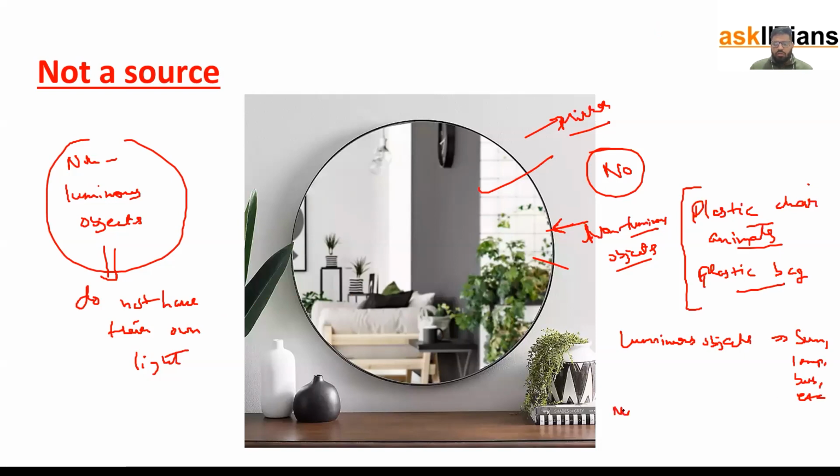And if we talk about non-luminous objects, then you can give the example of a mirror, and the moon also. What is the moon? The moon is a natural satellite of Earth. So that is also an example of a non-luminous object, because the moon doesn't have its own light. Okay, so I think you are now clear about what are luminous objects, what are non-luminous objects, and what is light. Correct? Okay.